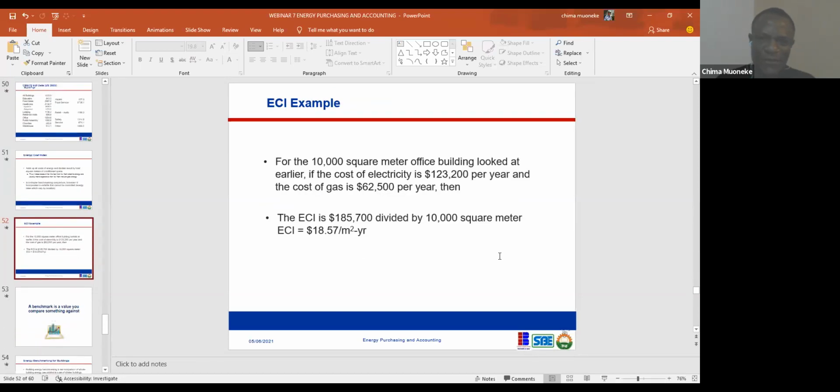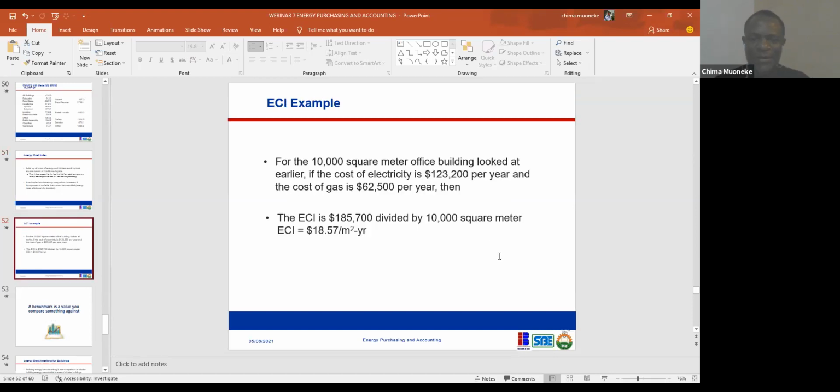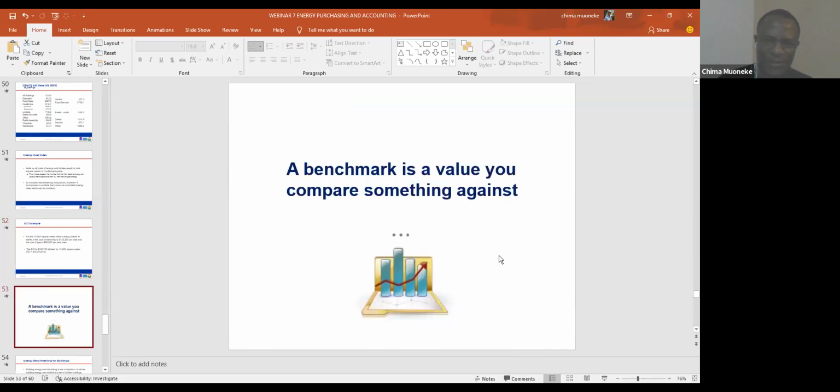We are winding down shortly. So energy cost index, I mean that is it. I think for now, is there something else?